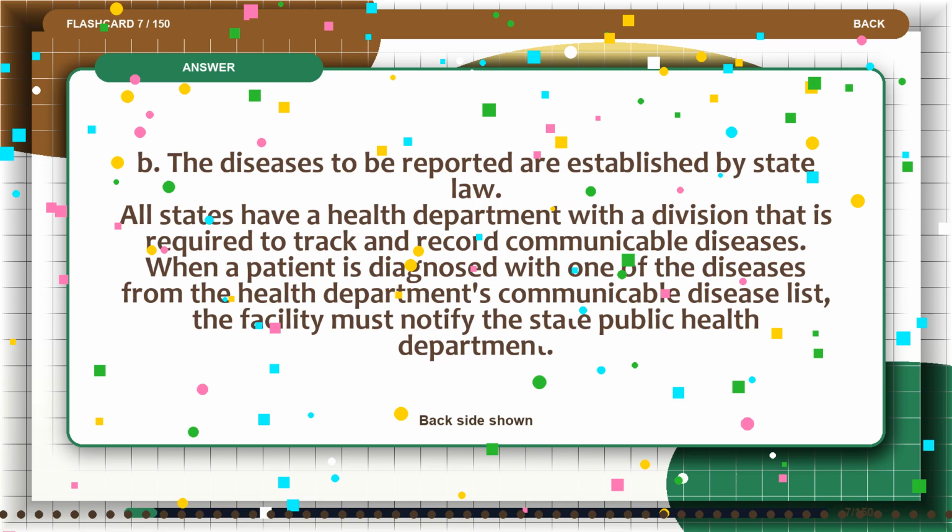The answer is B. The diseases to be reported are established by state law. All states have a health department with a division that is required to track and record communicable diseases. When a patient is diagnosed with one of the diseases from the health department's communicable disease list, the facility must notify the state public health department.